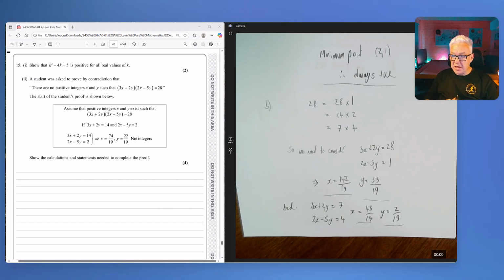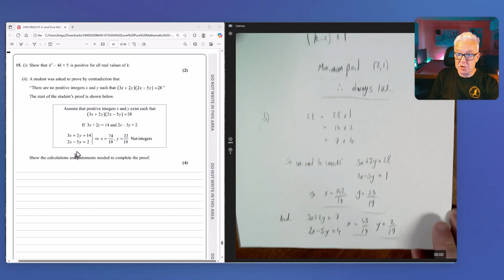Notice they're not insinuating that the student has made an error. The student has not made an error, and in fact this statement here is the correct assumption. We're basically saying assume there are positive integers x and y such that that is the case. So that's all good. The student started off by considering 14 and 2, and they found out that you get non-integer solutions.